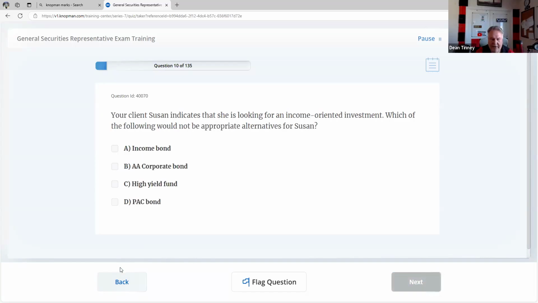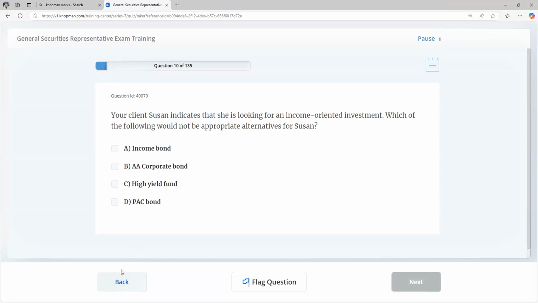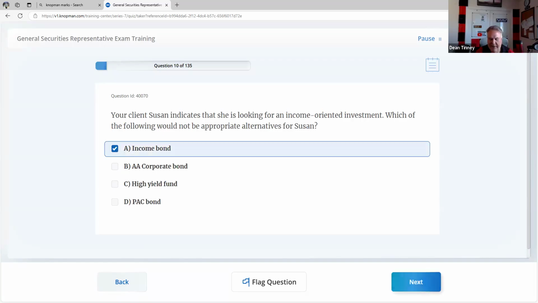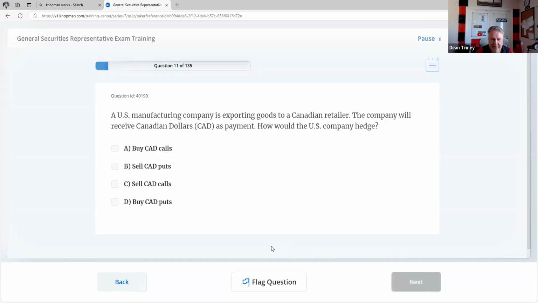Your client, Susan, indicates she's looking for an income-oriented investment. Which of the following would not be appropriate alternatives for Susan? The income bond. Yeah, that comes up in every test prep vendor's question bank, an income adjustment bond question, which is a hint. Make sure you get it.